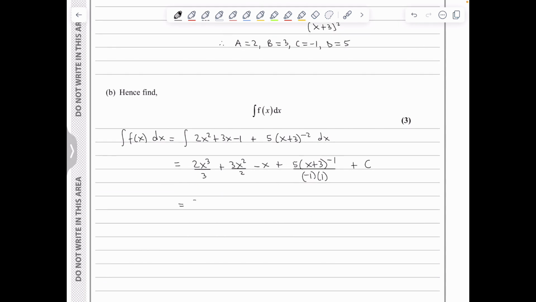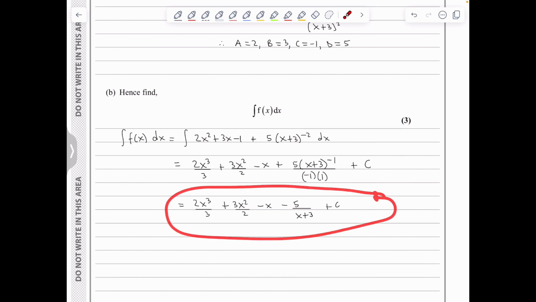This leads to 2x cubed over 3 plus 3x squared over 2 minus x minus 5 over x plus 3 plus c. Notice that the question was not asking you to simplify your final answers, so you could have scored full marks here. However, as a rule of good practice, it's good to simplify your answers, so this is the simplified answer to part B.